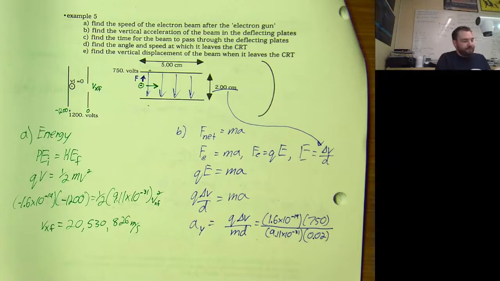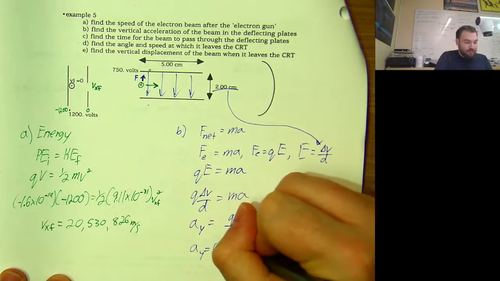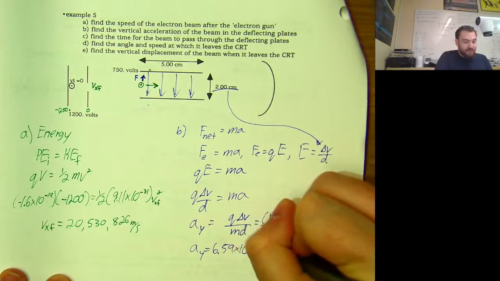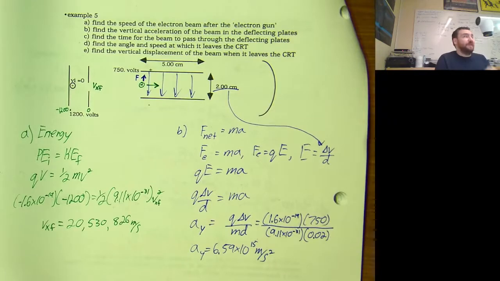While you guys are calculating this, let me know when you got a value. Yeah. Oh, Ashton. 6.59 times 10 to the power of 15. Can someone verify? Thank you, Abigail.